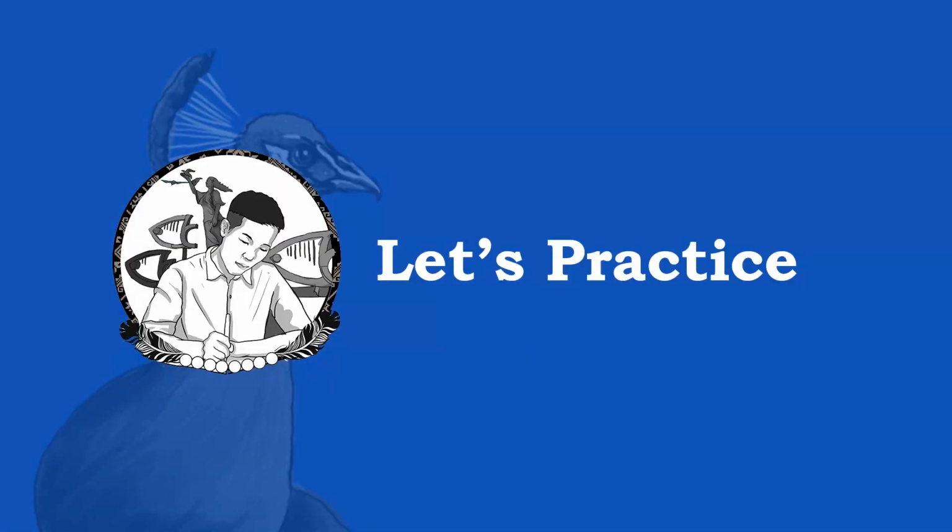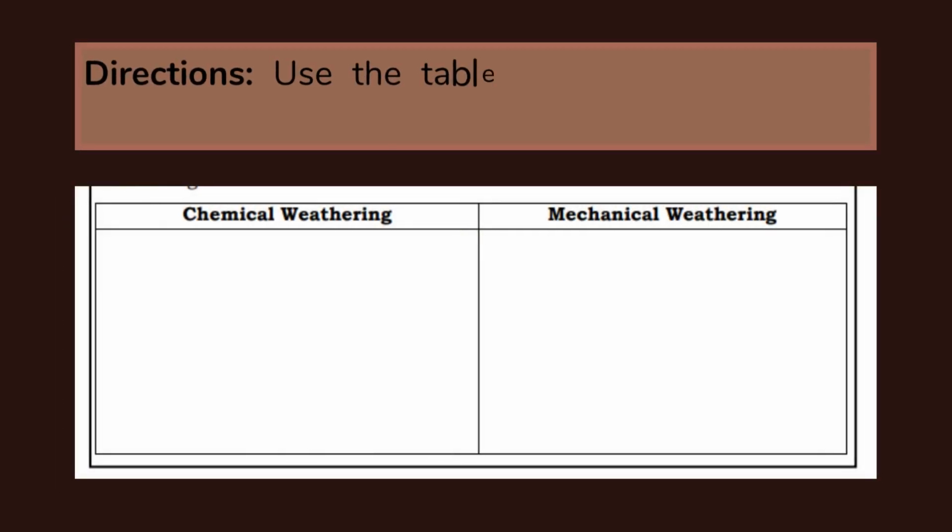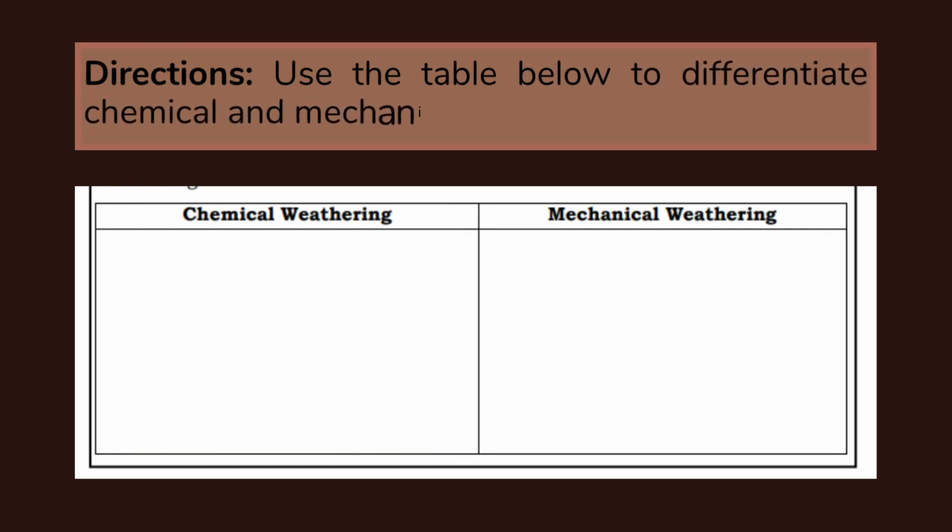We already discussed different types of weathering. Let us answer activity number 1. Use the table to differentiate chemical and mechanical weathering.